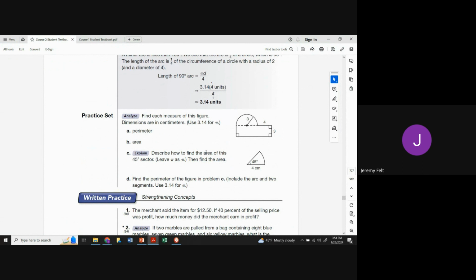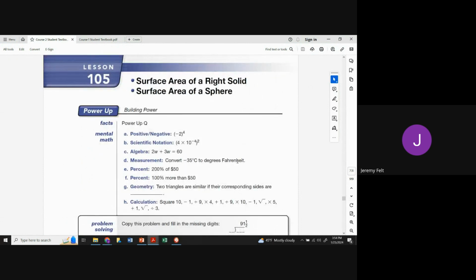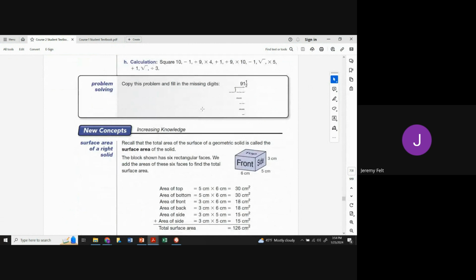We'll go over these practice set problems together as a class. And the last one we're looking at this week is surface area of a right solid, surface area of a sphere. So this is new. We've talked about right solids, prisms, cylinders, but we haven't talked a lot about spheres to this point.